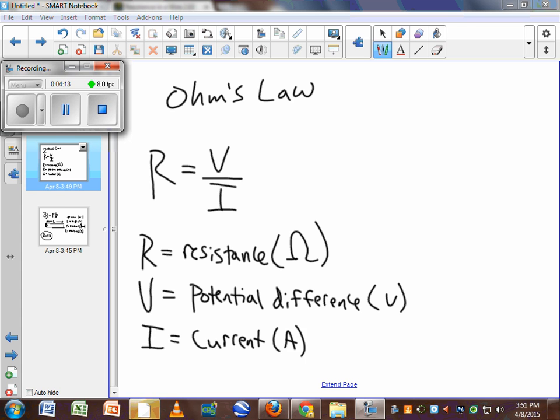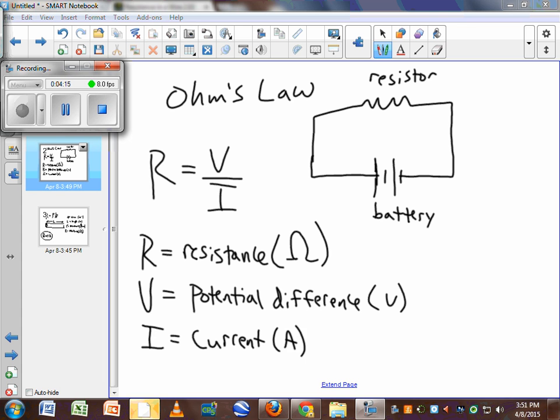If we look at a circuit, here's a diagram. This symbol here is the battery, and this symbol here is the resistor. If we find out what the resistor value is, the voltage drop across that resistor, and what the current in that circuit is, we can use Ohm's law to help us solve problems.